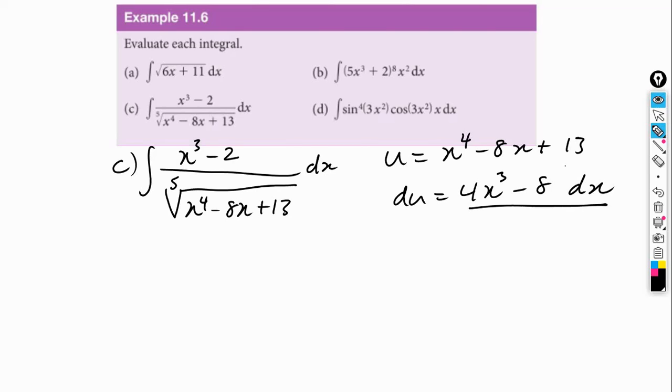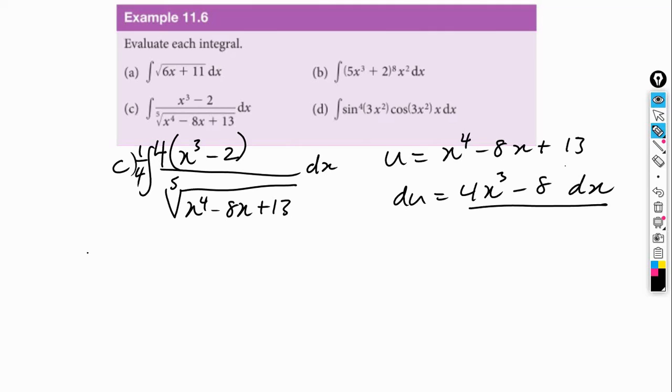So we need this in order to be able to do the u substitution. So notice that we don't have it. But what happens if I multiply this here by 4? Well, I will get the same expression, right? 4x cubed minus 8. But I can't just do that without dividing by 4 or multiplying by 1/4. So there we are. Now we're ready to do the u substitution.